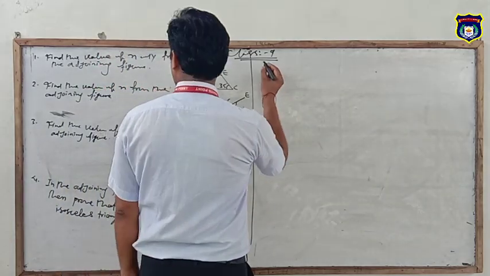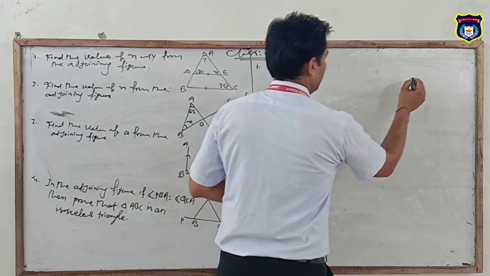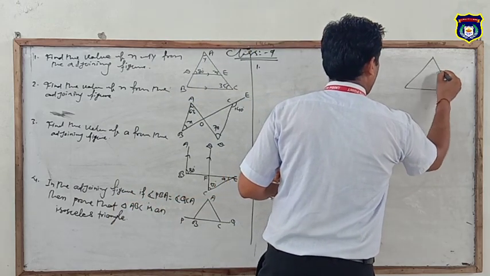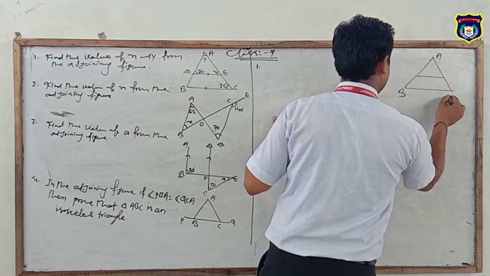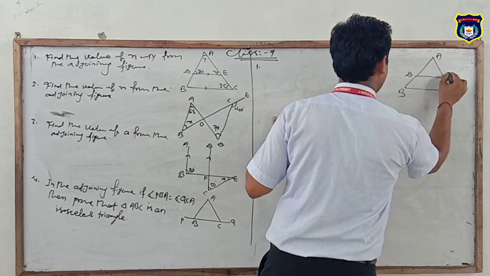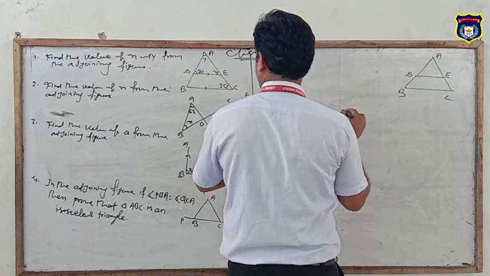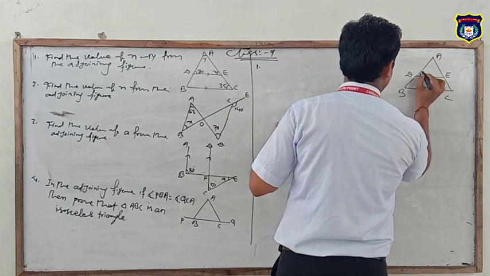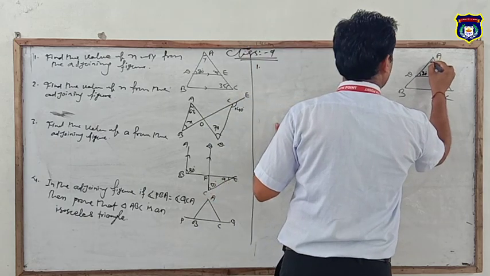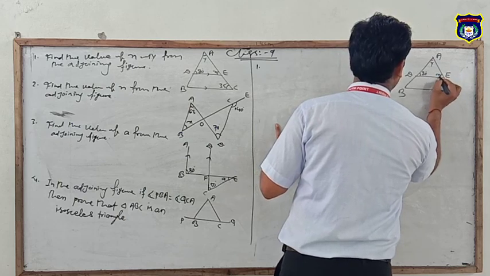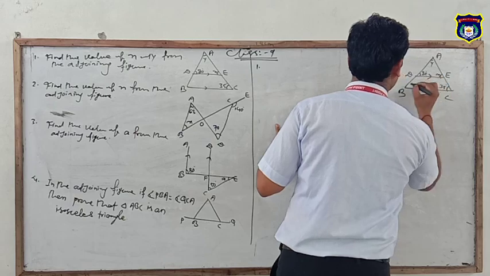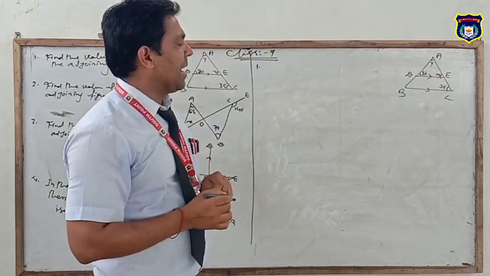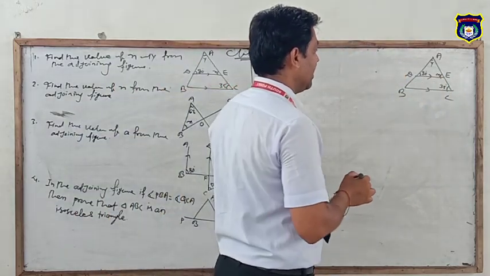We'll be going to question number 1. ABC is a triangle. D and E are points on sides AB and AC. The angle is 80 degrees, this is Y, this is X, and this angle is 35. Please find the value of X and Y.